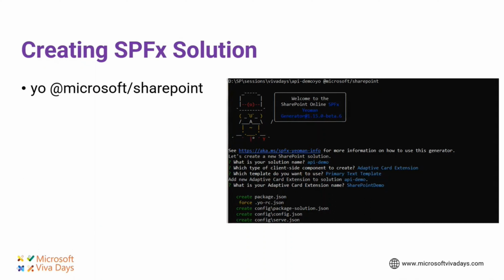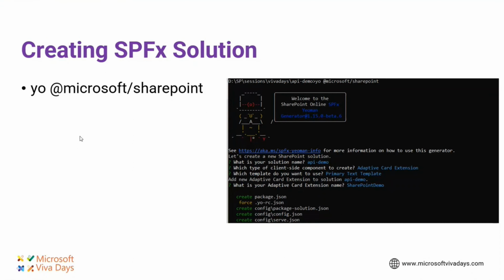Now, as I said, SPFx SharePoint Framework is used to generate the adaptive card extension. What we basically do is we use the Yeoman generator at Microsoft at the rate SharePoint. And whenever we are asked to choose what type of component we have to create, we can use the adaptive card extension component. As soon as we choose an adaptive card extension component, it will ask us which particular template we want to use.